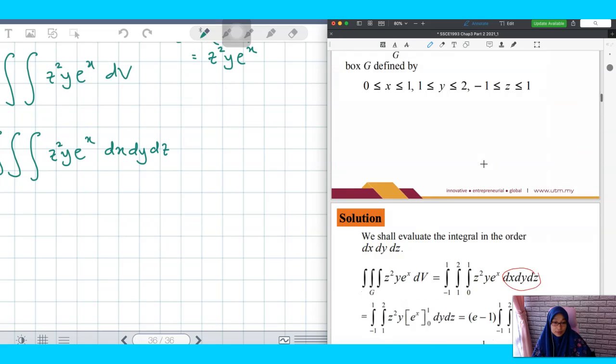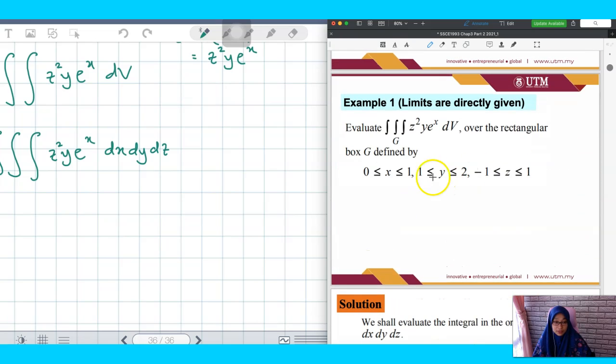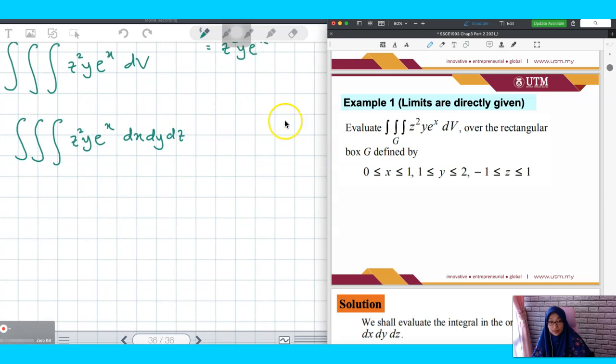But in this case we have no problem because the limits for x, y, z are constant and they are all given. So we just copy the given intervals. x is the inner one, the first integration, so 0 to 1, and y is 1 to 2, and z is -1 to 1.